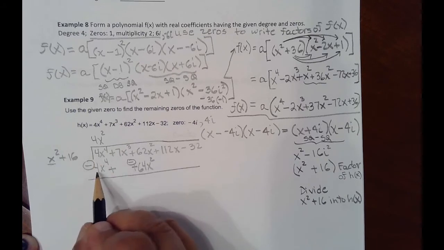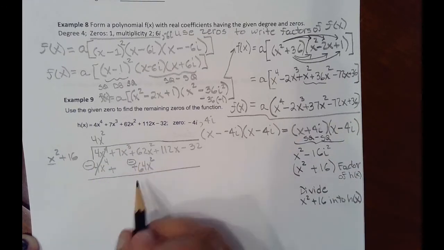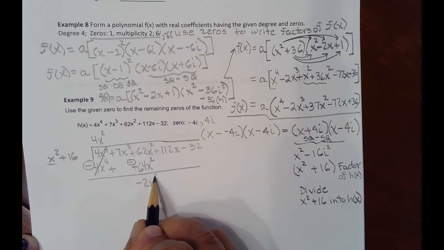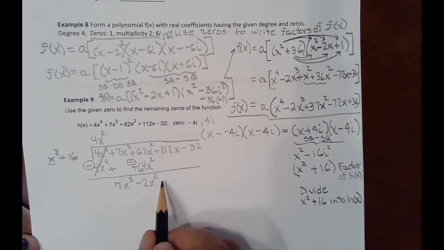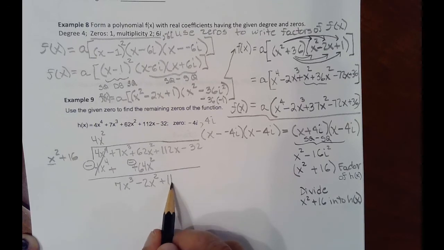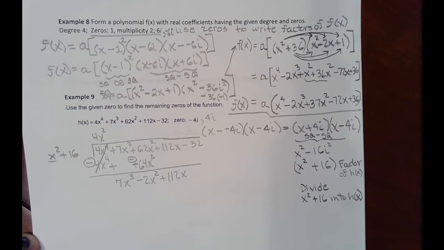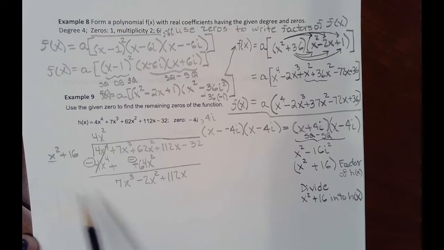So this combined with this, gone. 62 take away 64 is negative 2x squared. Bring down that positive 7x cubed and bring down the 112x. I don't think we're going to need the negative 32 yet, but eventually we will. Okay, go again. As long as this power is less than this, you can go again.